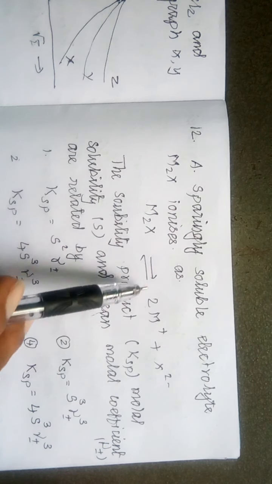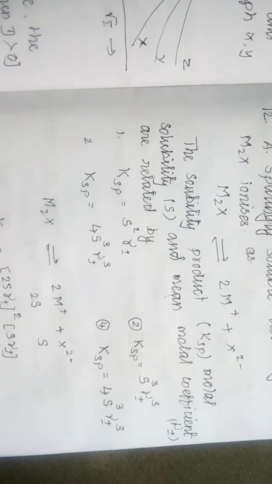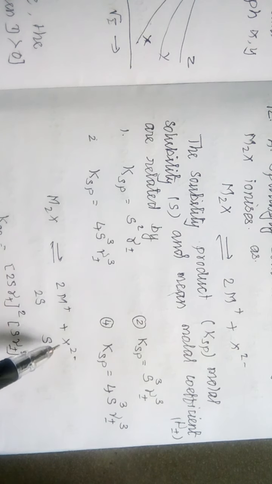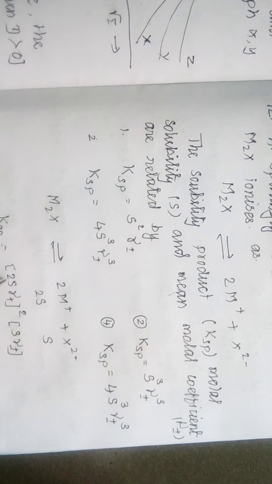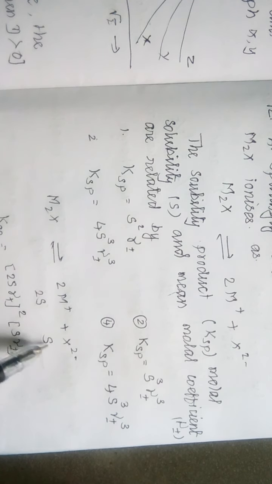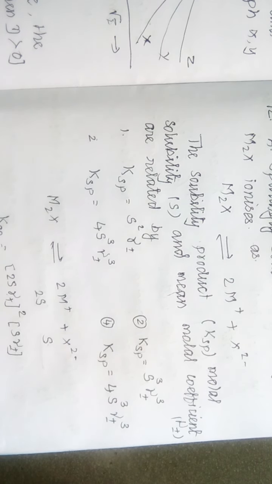For this complex, M2X gives 2M plus and X2 minus. They have asked about the solubility product. The equation is M2X in equilibrium between 2M plus and X2 minus. The solubility product involves coefficients: if you take the concentration as S, it becomes 2S and S. So 2S gamma plus or minus, squared, times S gamma plus or minus. Since it is two ions, we have to square it.